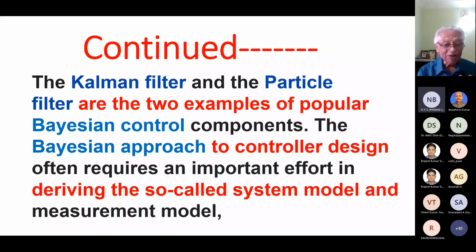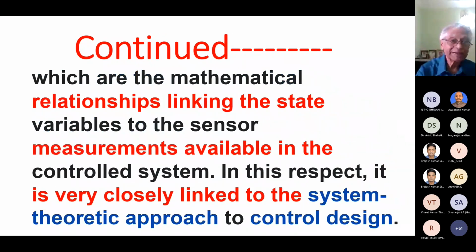So unless you have a measurement model, you will not be able to impart any control in the system itself. So we have to generate the system model only by taking help of the measurement model. That has to be very effective and efficient, accurate and precise. It is the mathematical relationship linking the state variables to the sensor measurements available in the control system. So mathematical linking has to be there with the intelligent applications.